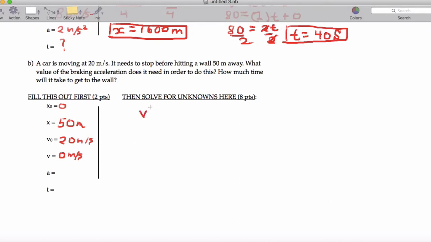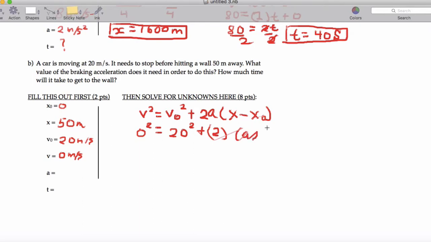So since I don't have time, I'll use the formula that does not have time in it. So v squared equals v0 squared plus 2 times a times x minus x0. All right. Now we'll end up getting 0 squared, because that's the speed that we end at, equals 20 squared plus 2 times a times 50 minus 0.